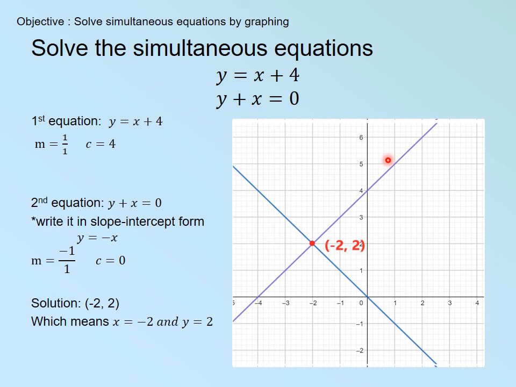To make sure that your work is correct, go to the first equation, substitute x by negative 2. Negative 2 plus 4 is 2. I get y equals 2. Go to the second equation, y plus x, 2 plus negative 2 is 0. It works in both of them.